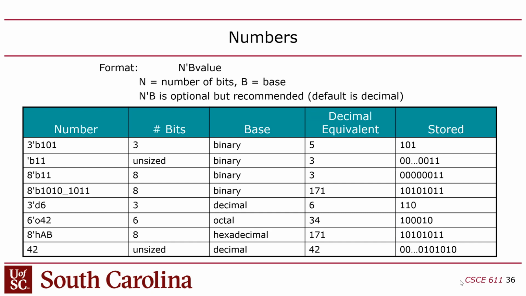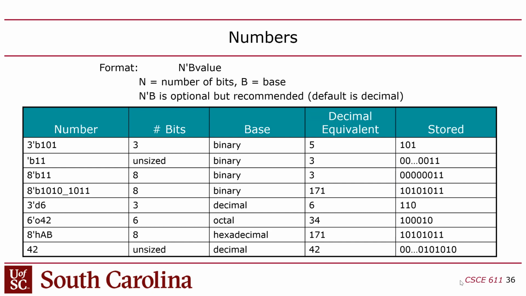And then hex is H, 8 apostrophe H AB would be 8 bits with the hexadecimal value AB. And then O is octal, but in my experience, you never use the octal. Octal is 3-bit characters from 0 to 7.